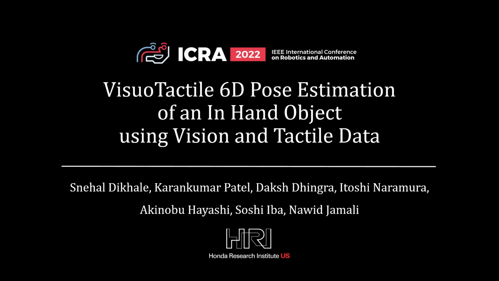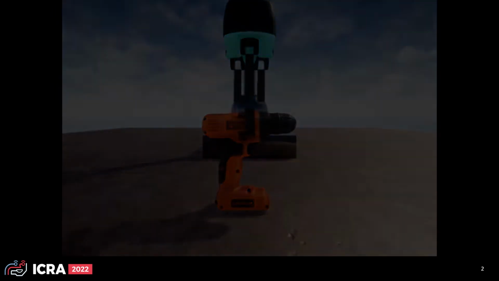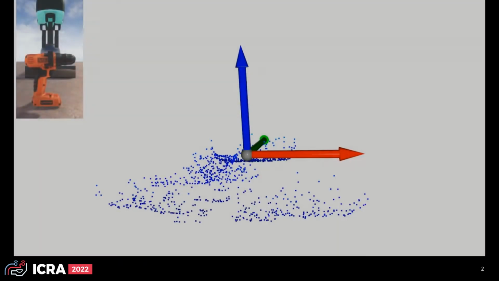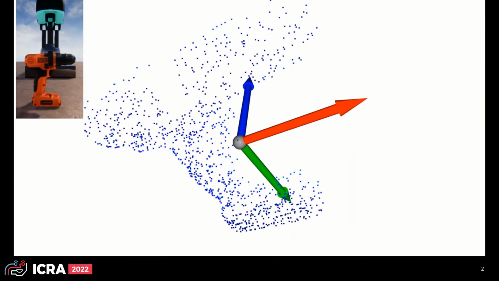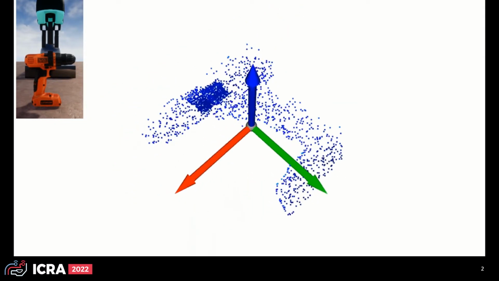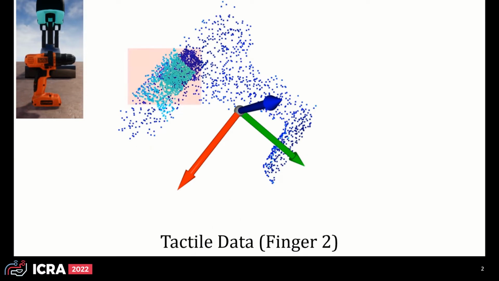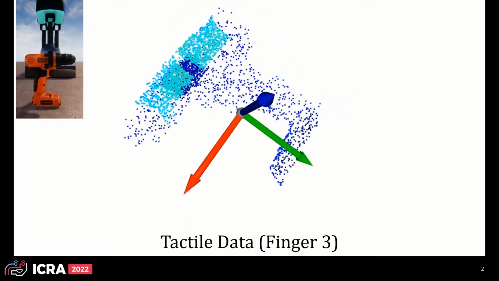I will be presenting our paper, Visual Tactile 6D Pose Estimation of an In-Hand Object Using Vision and Tactile Data. When we estimate the 6D pose of an object grasped by a robotic gripper using vision data alone, only the front half of the object can be captured, even in case of minimal occlusion. Addition of tactile data helps alleviate this problem by providing information of the back of the object and of areas occluded by the finger, thus leading to a better pose estimate.